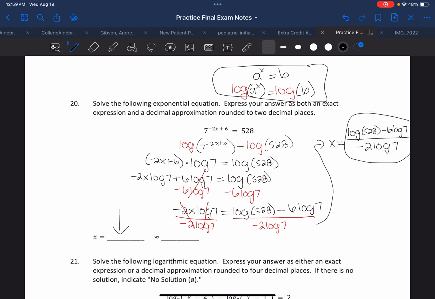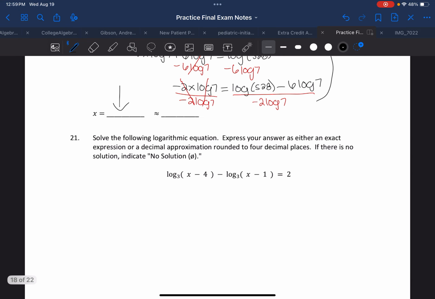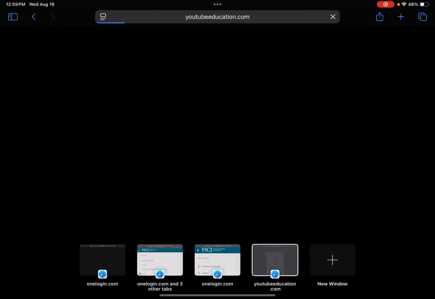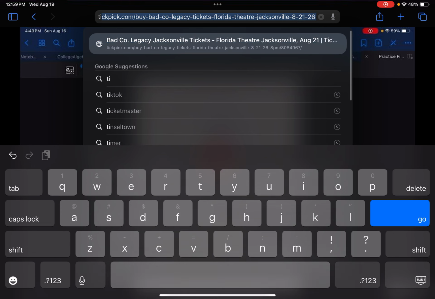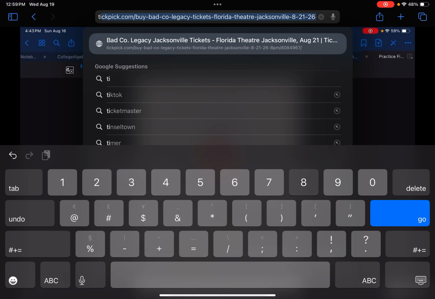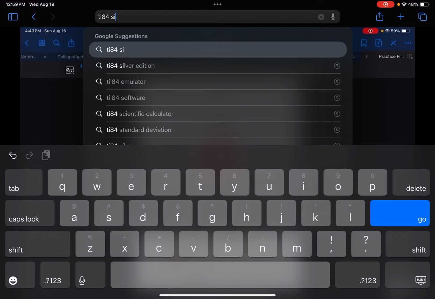And then it wants an approximate answer. So I can plug all this into my calculator. And I'm actually going to pull that up and show you how to do that. If you don't have a graphing calculator, you can always check one out at the library. At any FSCJ library.